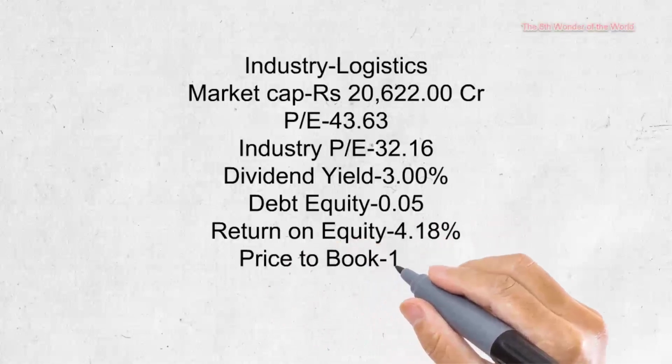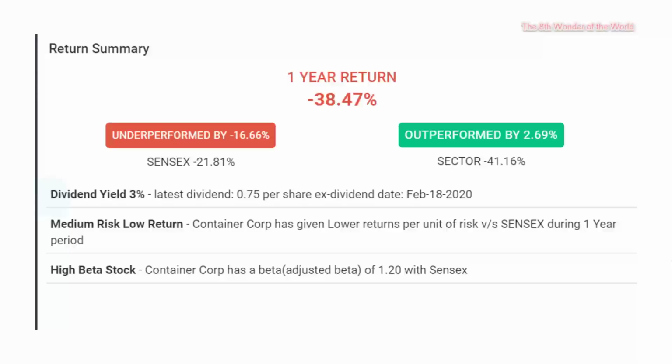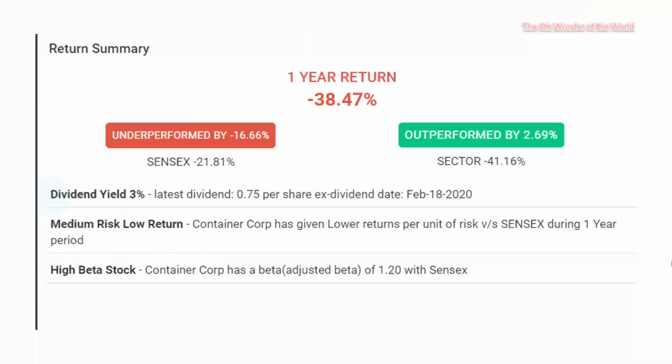Talking about the 1 year return, it has given a negative 38.47%. It has underperformed Sensex by 16.66, and during the same period for Sensex is a minus 21.81, and the reasons you all know about it. Dividend paid was 0.75 per share on February 18, 2020. The company has a high beta, which is 1.20 with Sensex.